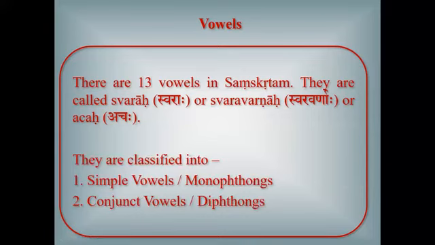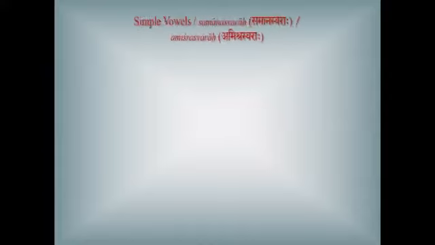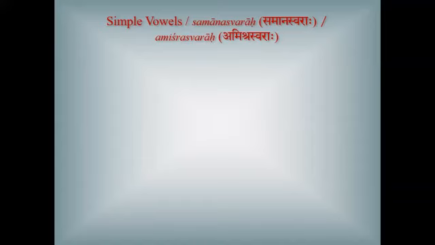Simple and conjunct. Now we'll see the simple vowels. I will show you how to write also. So please have a scribbling pad and a pen so you can also write it. Now the simple vowels, otherwise called Samana Swaraha. In English transliteration you can read S-A-M-A, Samana Swaraha. Samana means same.